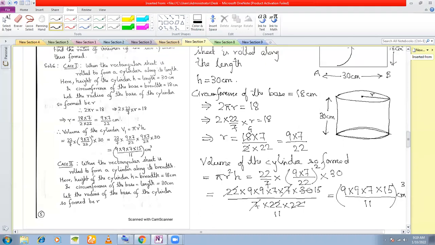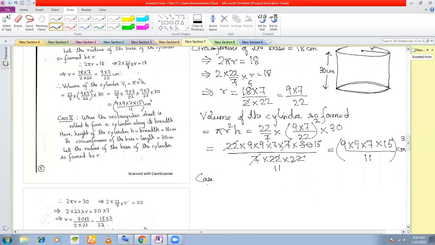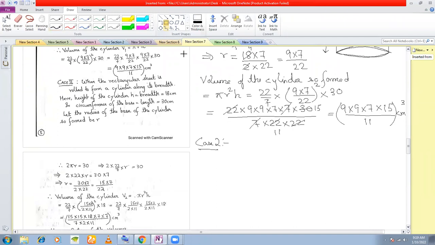In the second case, what is happening? We are rolling the same rectangular sheet, but this time we are rolling it along the breadth.